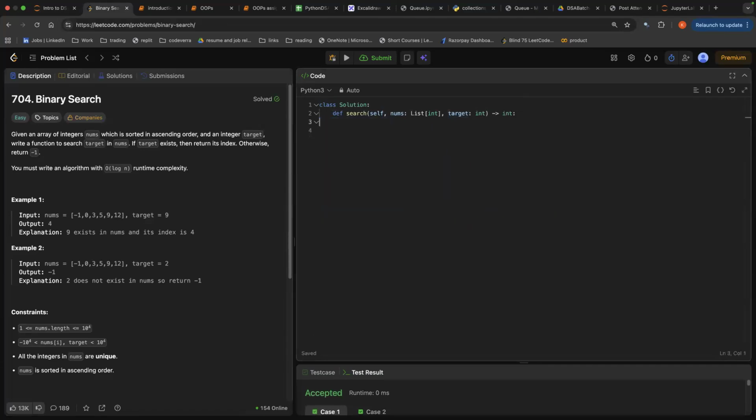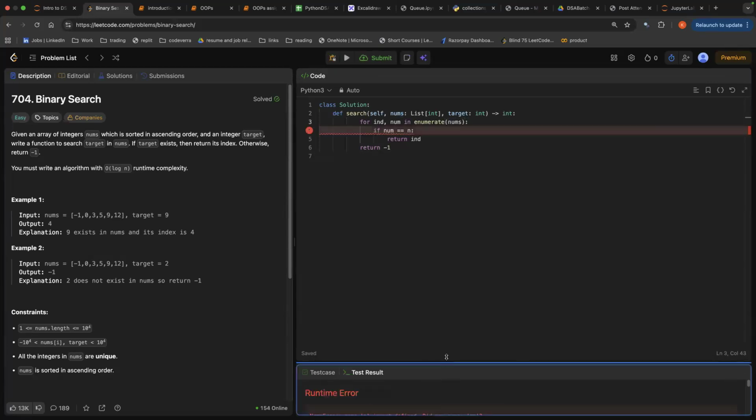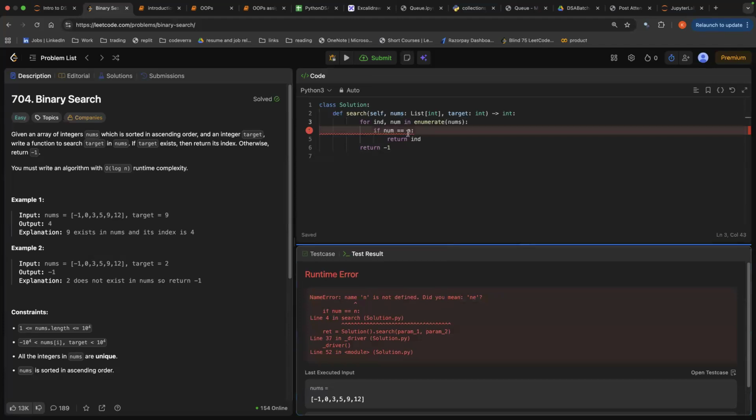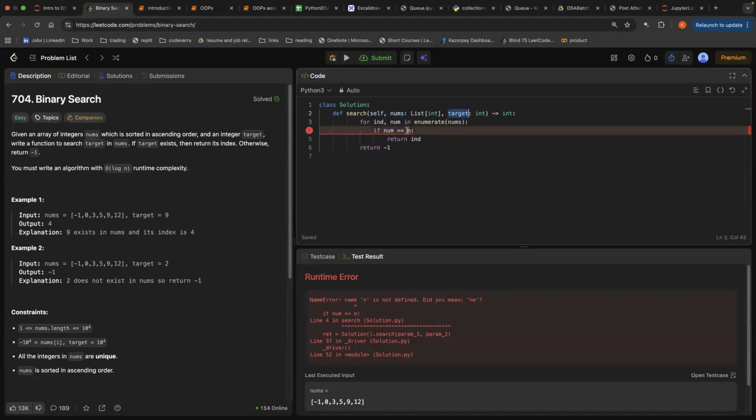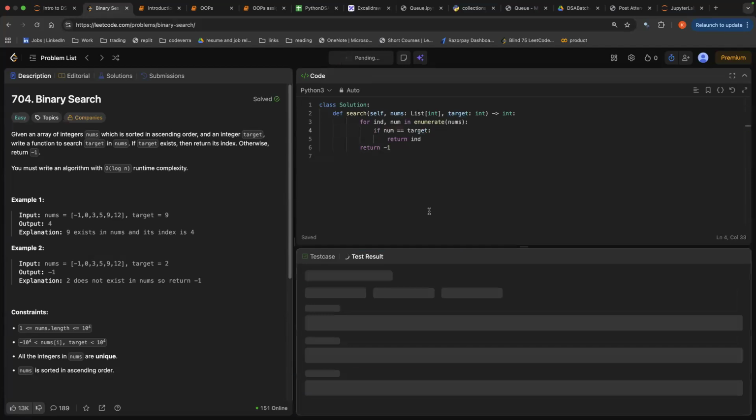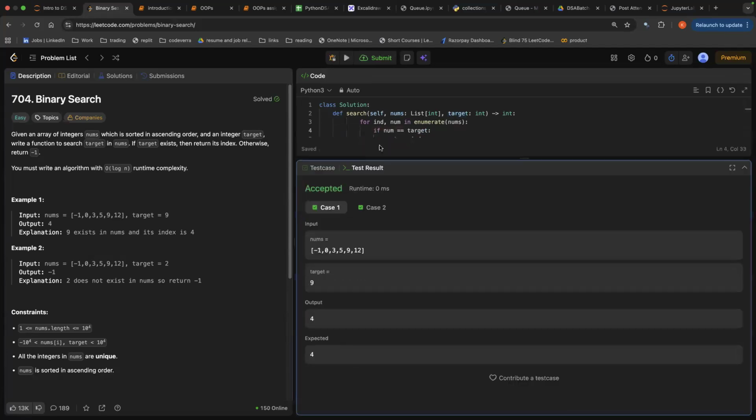It may work, may not work, I'm not sure. Because in the question it is written that we have to do it in O of log n, but still we can try. So here we will be giving nums. And let us see, it works. N is not defined, target. Okay, so this is also working.